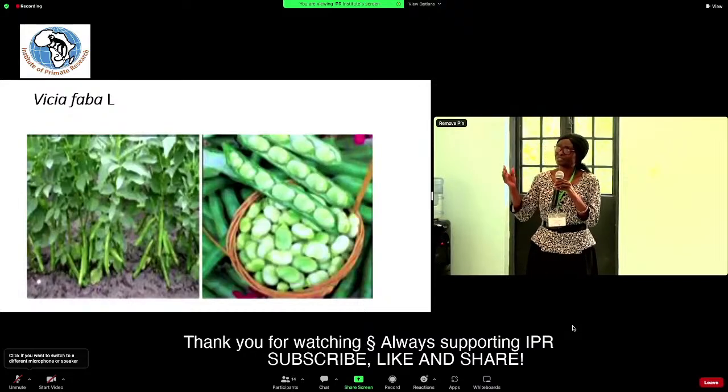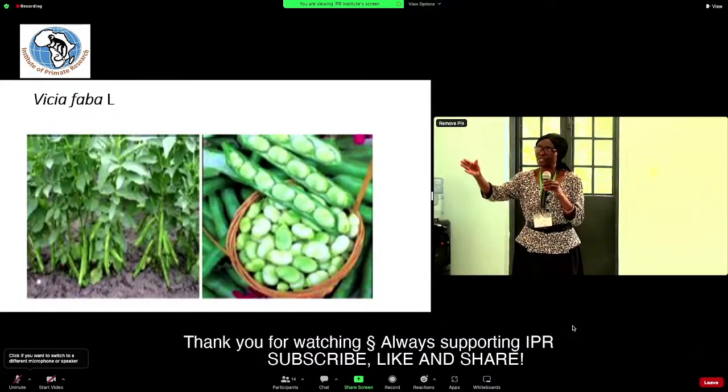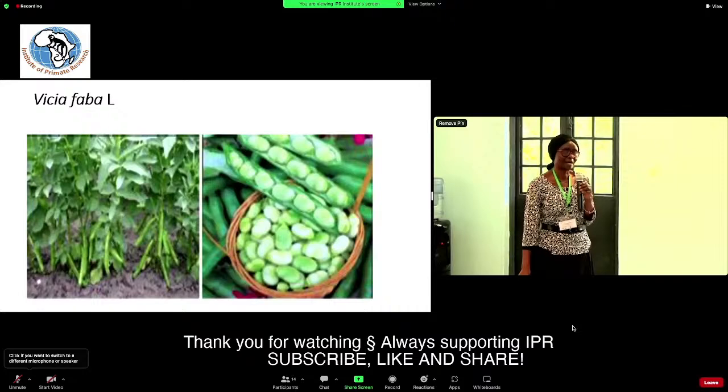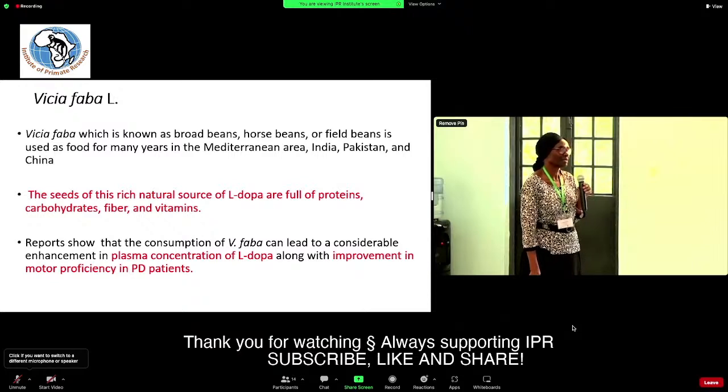Next. Then you have the Vicia faba. Again, you can see this is beans. It's a bean, what is available for use. You have the leaves, the stem, but you also have the leaves that are actually cooked and eaten. Next. And of course, its other names are broad beans, and it is used extensively, especially in the East. And again, the main reason why it is used is that one of the major principal components of this herb is L-dopa.